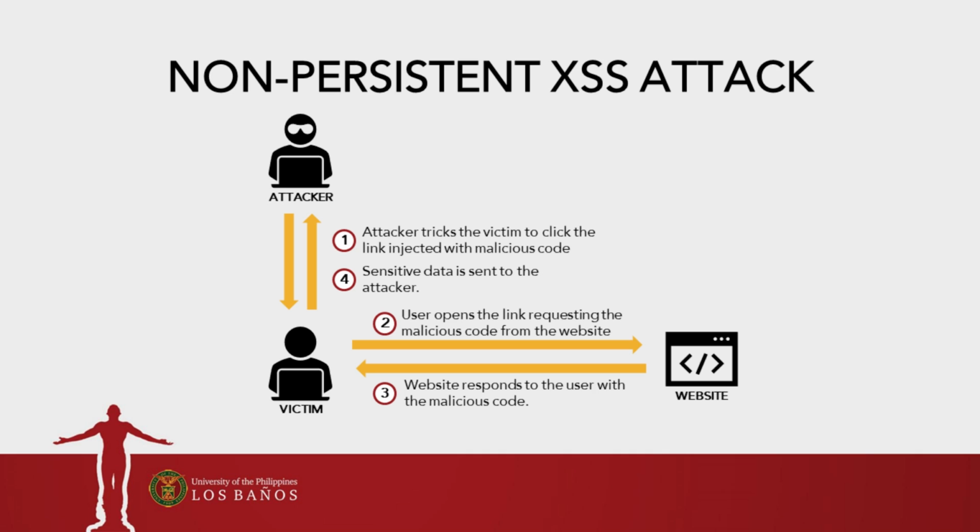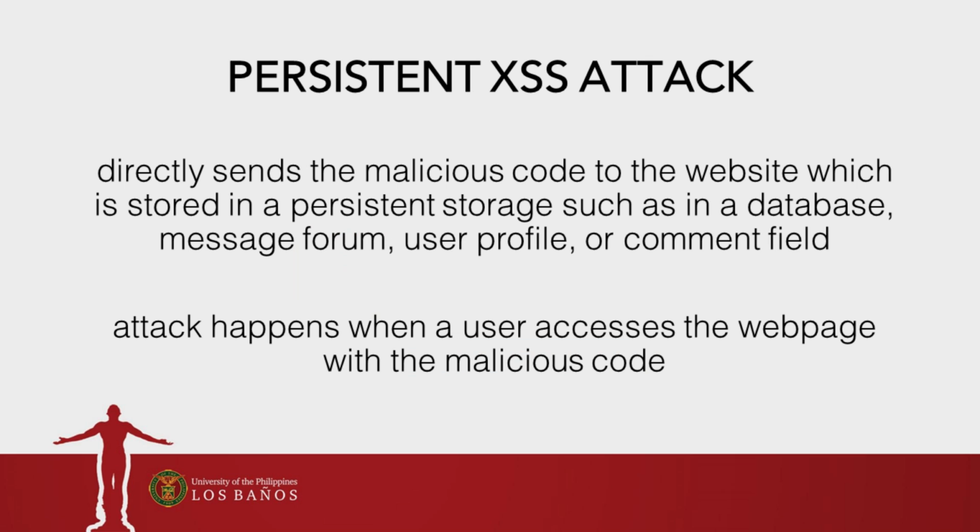The user will open the link, and then the website will send a response to the user. With the malicious code injected, sensitive data can be sent to the attacker. The persistent or stored attack involves directly sending the malicious code to the website, which is stored in a persistent storage, such as in a database, message forum, user profile, or comment field. The attack happens when a user accesses the web page with the malicious code.